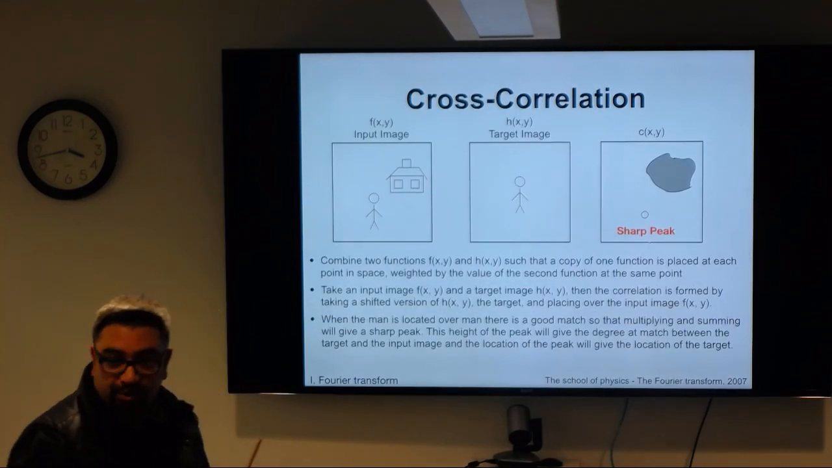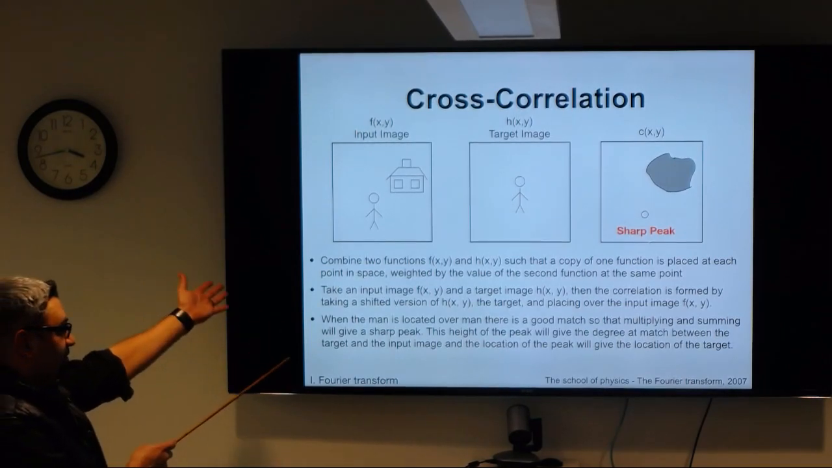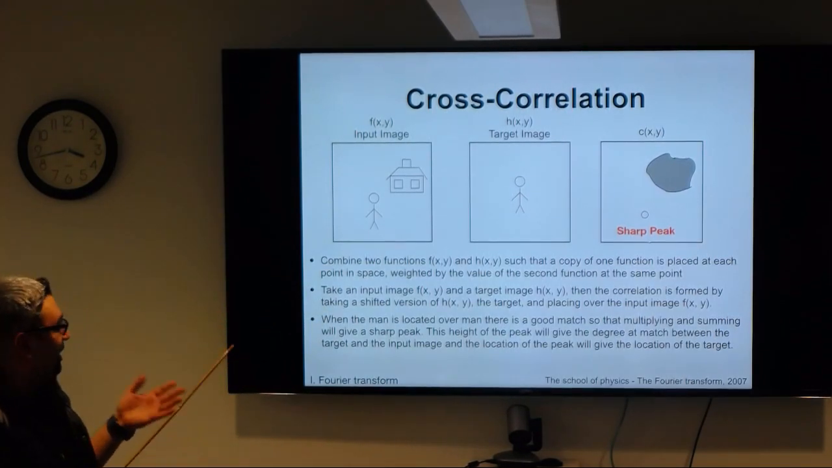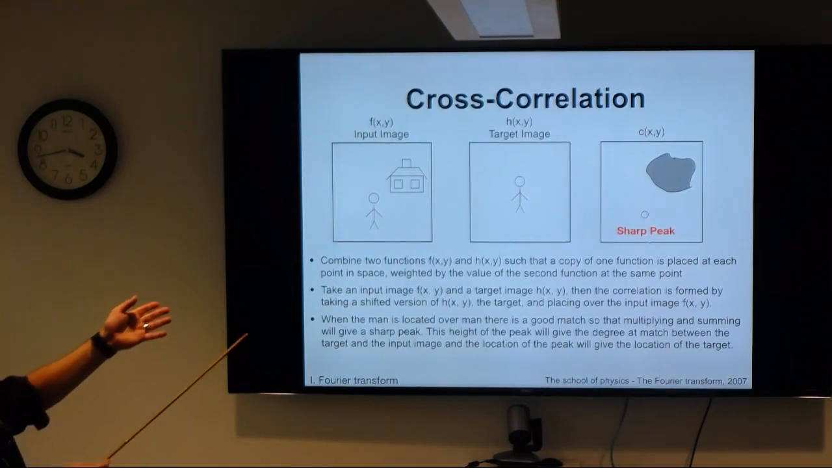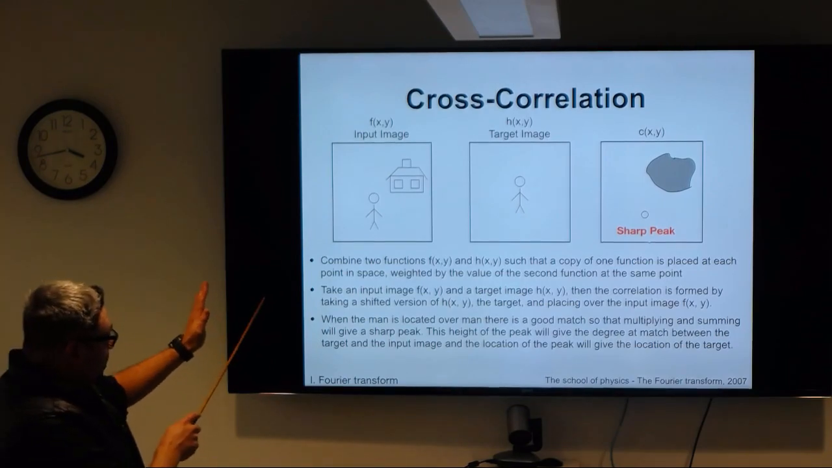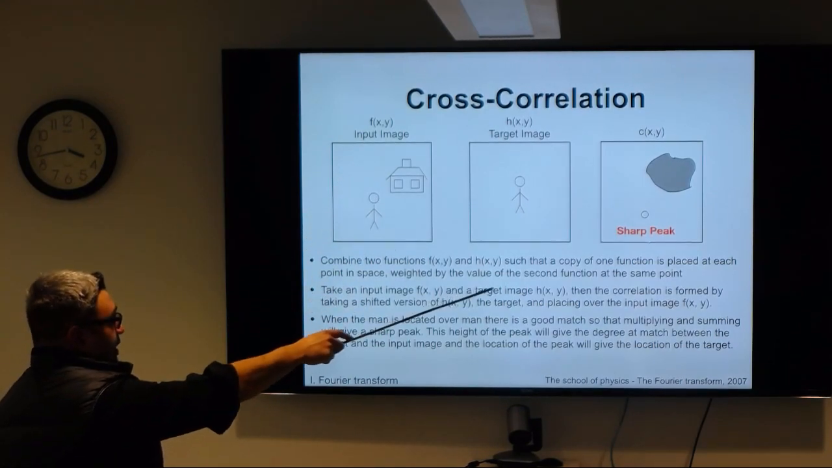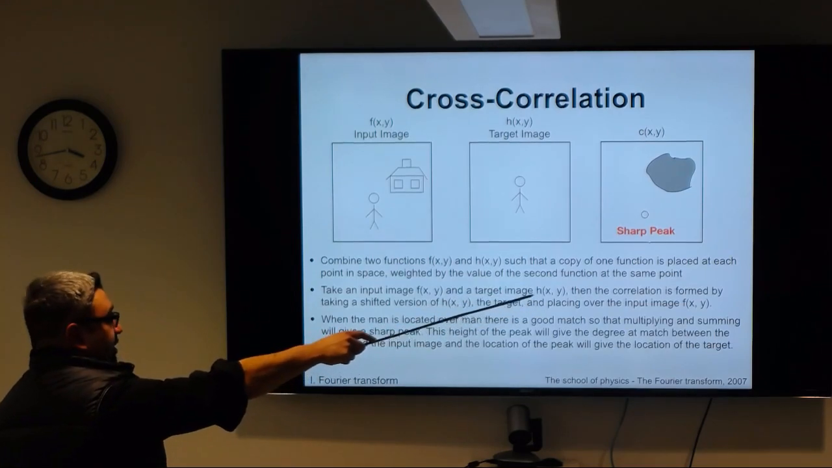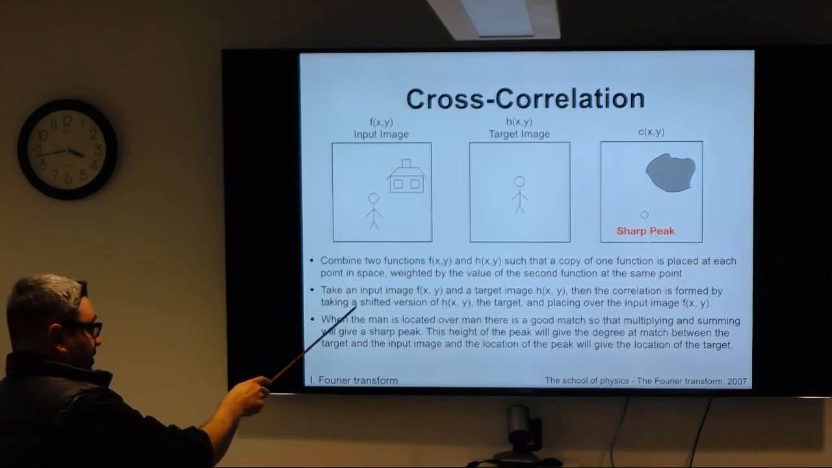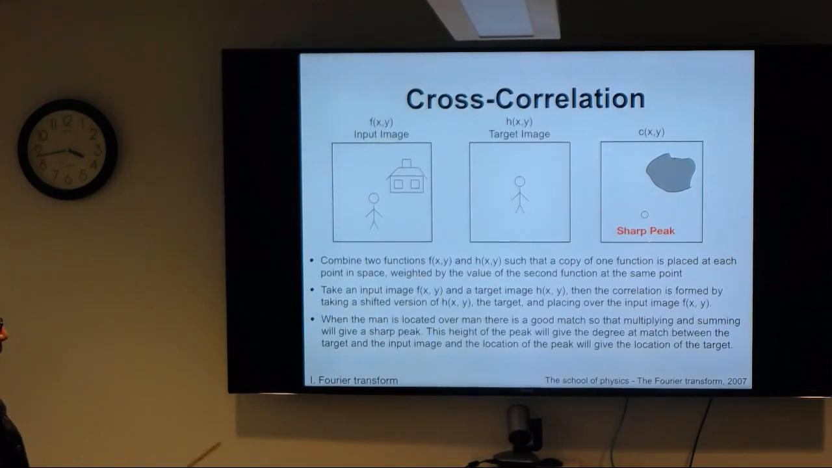What about cross-correlation? To try to understand cross-correlation, let's say you have a man and a house. That's our input image. And then you have this target image, which is just the man. So you combine these two functions, f and h, such that a copy of one function is placed at each point in space, weighted by the value of the second function at the same point.